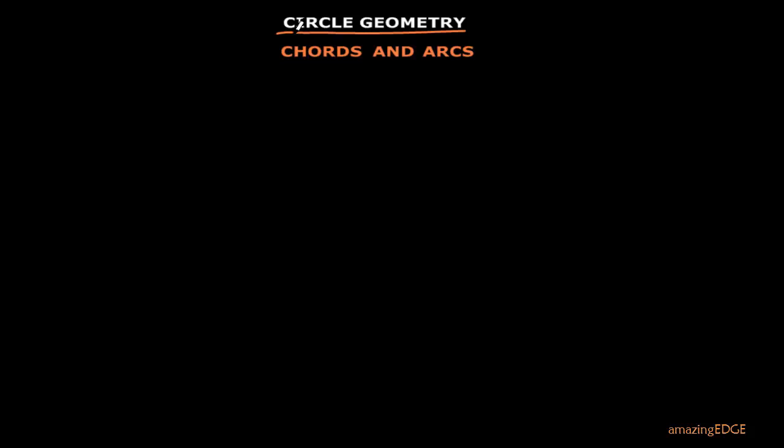In order to deal with this topic properly, there are a few things we need to know. We need to talk about chords. We need to talk about arcs. So first of all, what do we mean by a chord of a circle? We can say that a chord is a line segment joining any two points on the circumference of a circle.